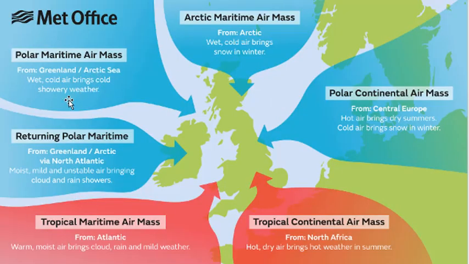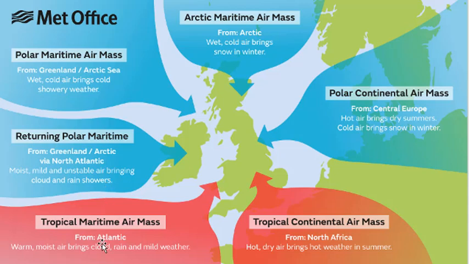So other examples are these. We have here the polar maritime air mass. This is coming from Greenland or Arctic Sea. It is wet, so it has high moisture content. Cold air, which brings cold showery weather. Then we have here the returning polar maritime from Greenland or Arctic via North Atlantic. It is moist, mild, and unstable air bringing cloud and rain showers.